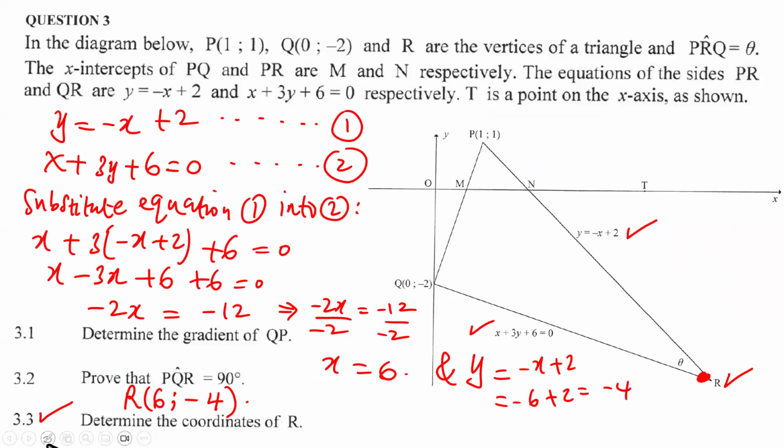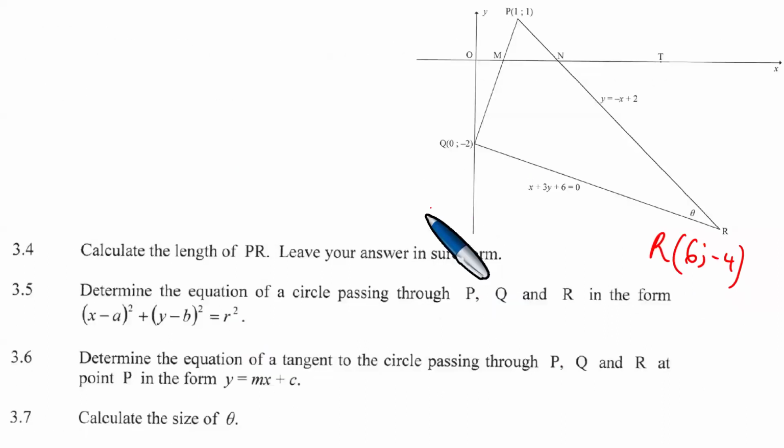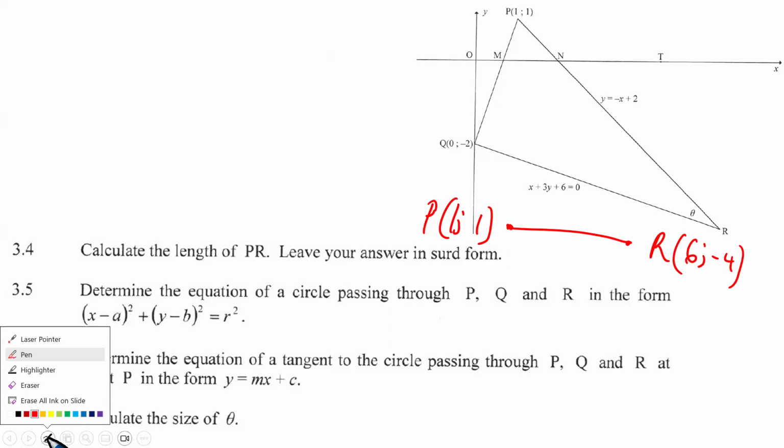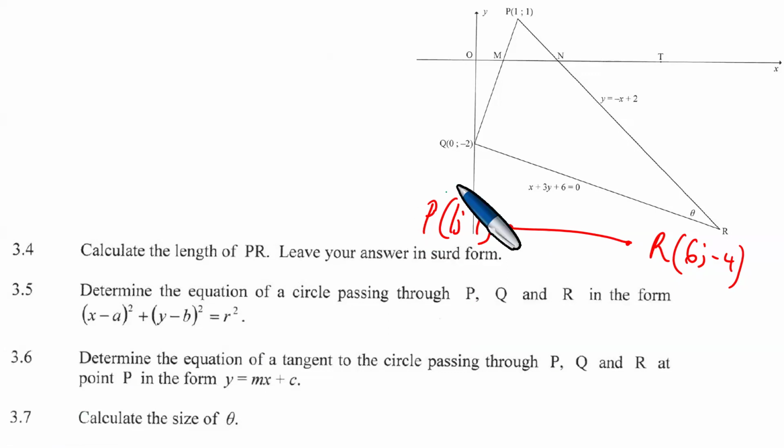So you're going to write it down. We know that P has the coordinates 1 and 1. And we want to find the length of PR from P to R. What is the length? Right, so that in the end, we have x1, y1, x2, y2. So what is the length of PR?